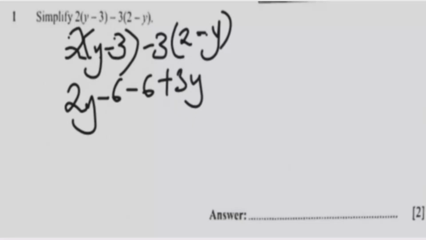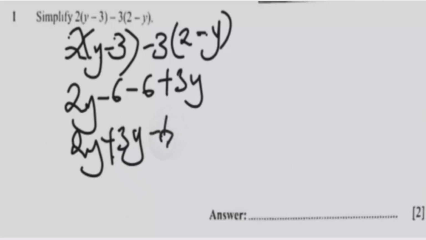Now once I've done this, the next thing I'm going to do is put like terms together. So I've got 2y, then 3y will come next to it, so we're going to have plus 3y, then minus 6 again. Remember this is minus 6. So we've written that. We say 2y plus 3y will give us 5y. Then negative 6 minus 6.